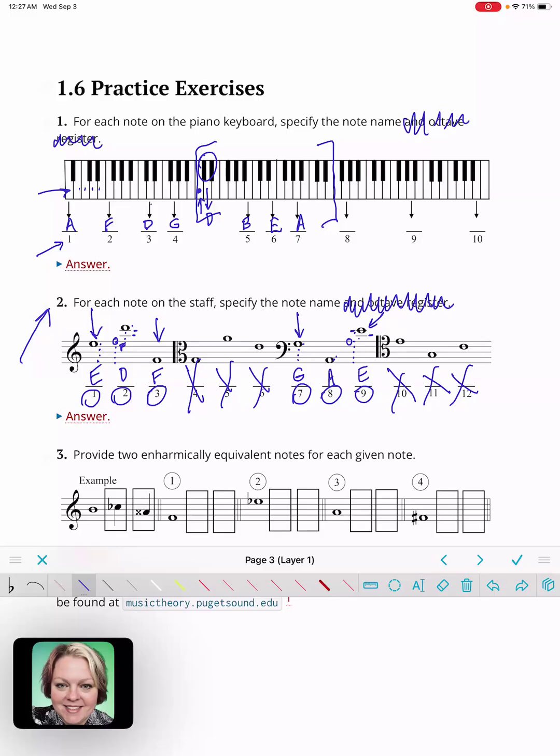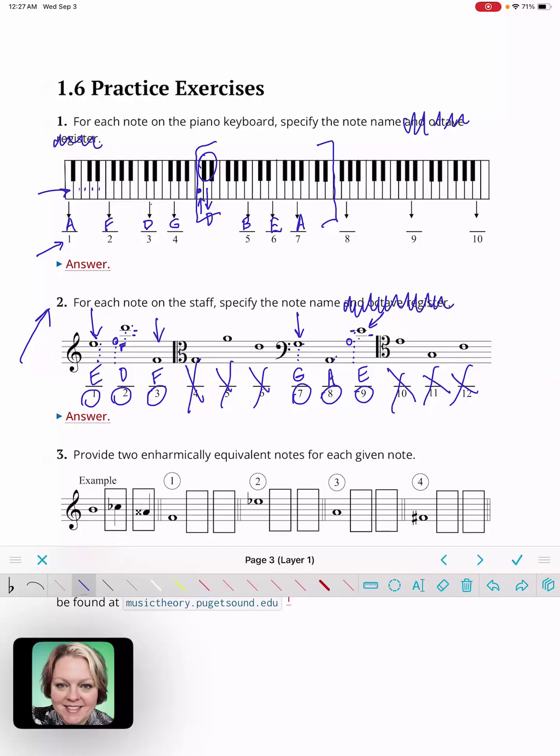Number 3 at the bottom, this is way harder than what you are going to see on any quiz in this class. Because we do have things called double sharps and double flats, a lot of the keys on the keyboard actually have more than 2 names. They're going to have 3. And that's what they're showing you here.